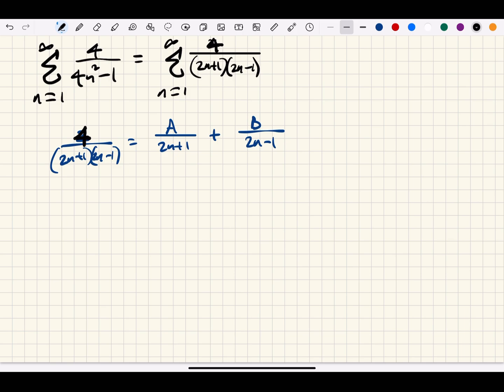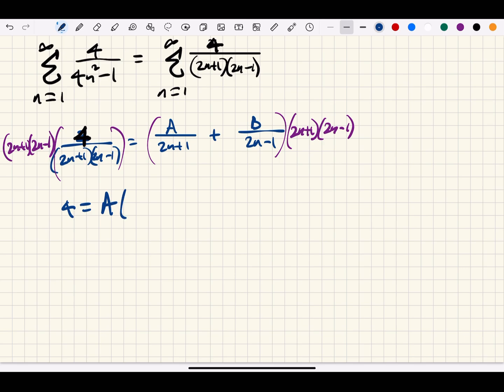Okay, so let's multiply both sides by (2n plus 1)(2n minus 1). Okay, so what do we got now? We have 4 equals, now the 2n plus 1 is going to cancel in the first term. I'm going to go ahead and just write it like this. A times (2n minus 1) plus B times (2n plus 1). There. That's making sense, right?